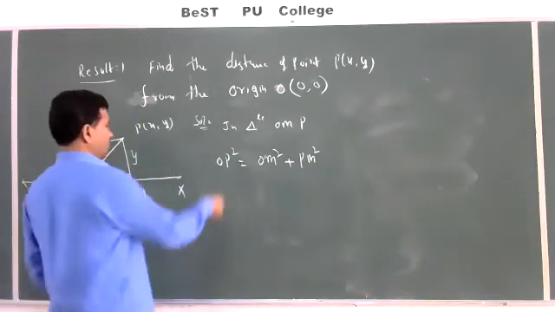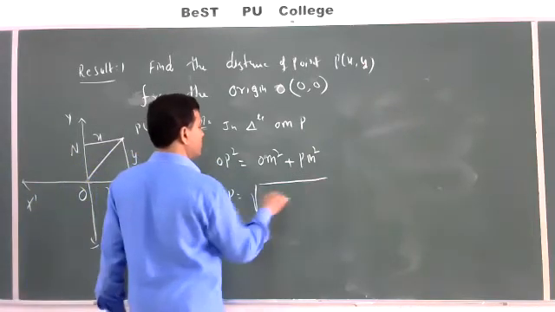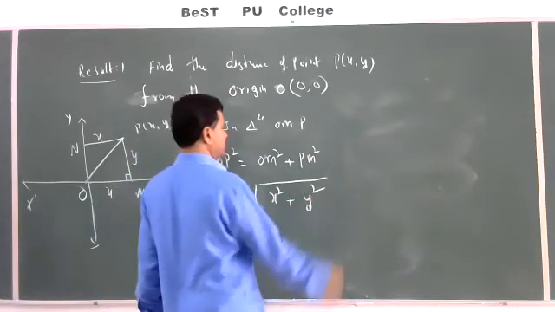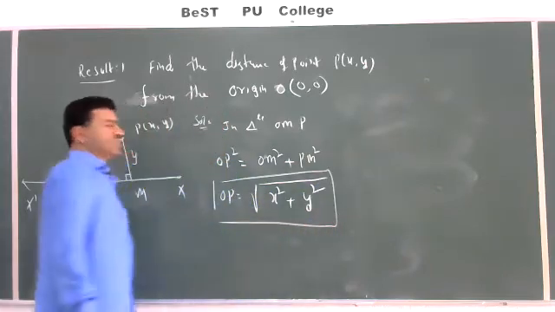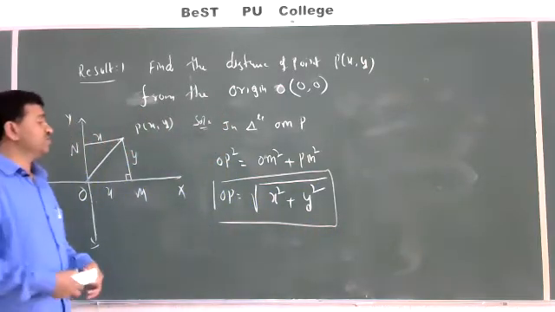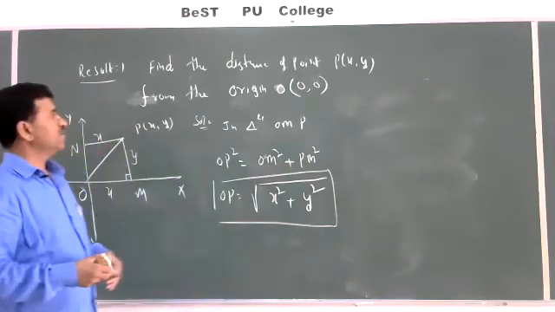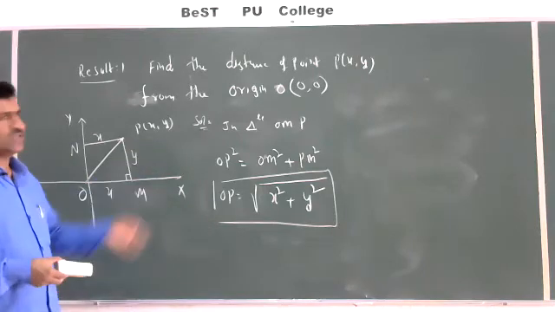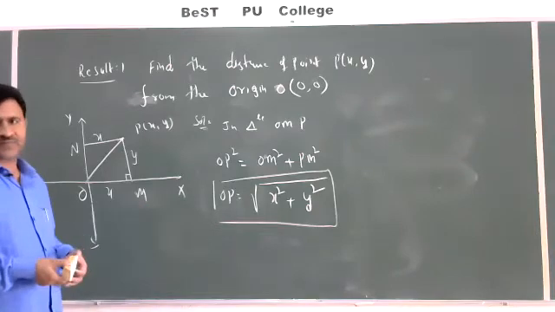So now write the values. OP is equal to square root of OM square, that means x square, plus PM square, that means y square. That is the formula. Distance of the point from the origin is square root of x square plus y square. In lower classes this proof is there, but once again it is required for you. Here also practice it.